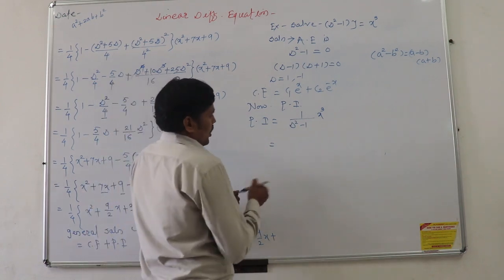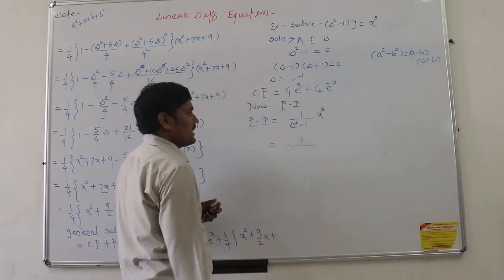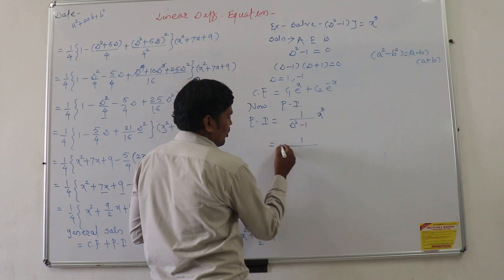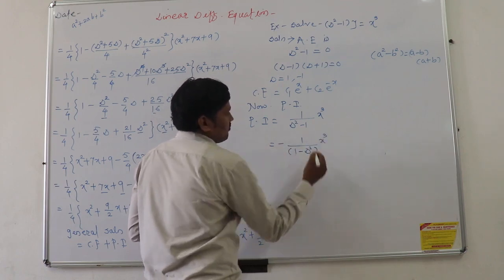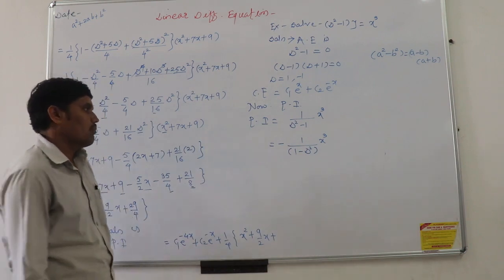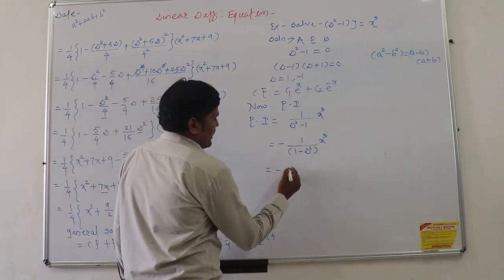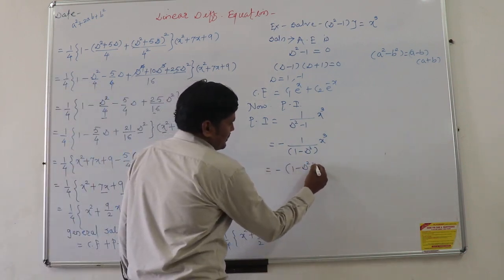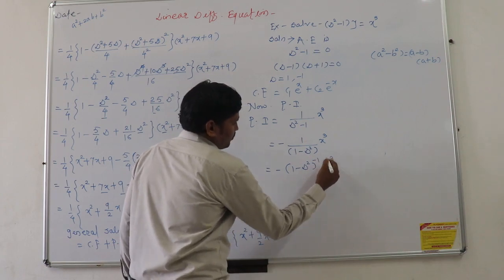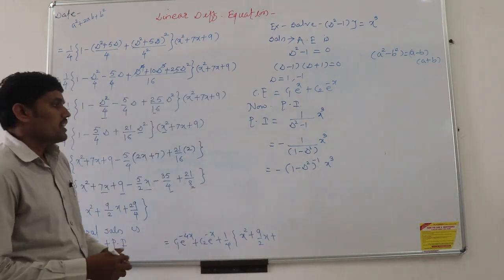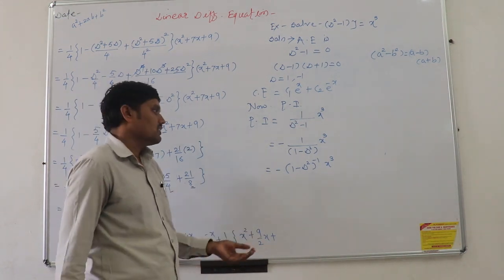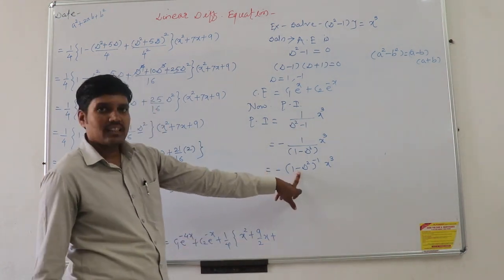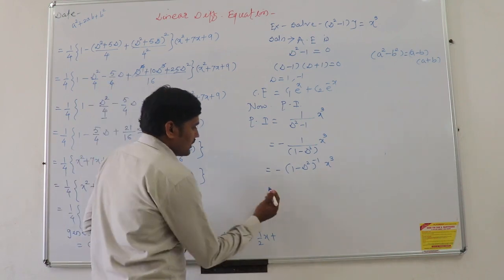So consider the minus sign as common. If you consider the minus sign as common, then it can be written as 1 minus D square. Now it is in terms of 1 plus or minus. Then with the minus sign it can be written as minus (1 minus D square) raised to minus 1 times x cube. So again use the binomial theorems. We have two binomial theorems, 1 plus and 1 minus. Here after 1 there is a minus sign.